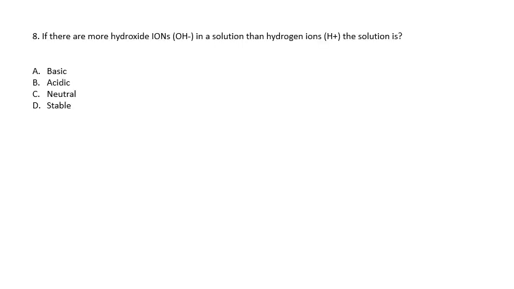If there are more hydroxide ions, OH negative, in a solution than hydrogen ions, H plus, the solution is basic, acidic, neutral, or stable. If there are more hydroxide ions, it is basic.